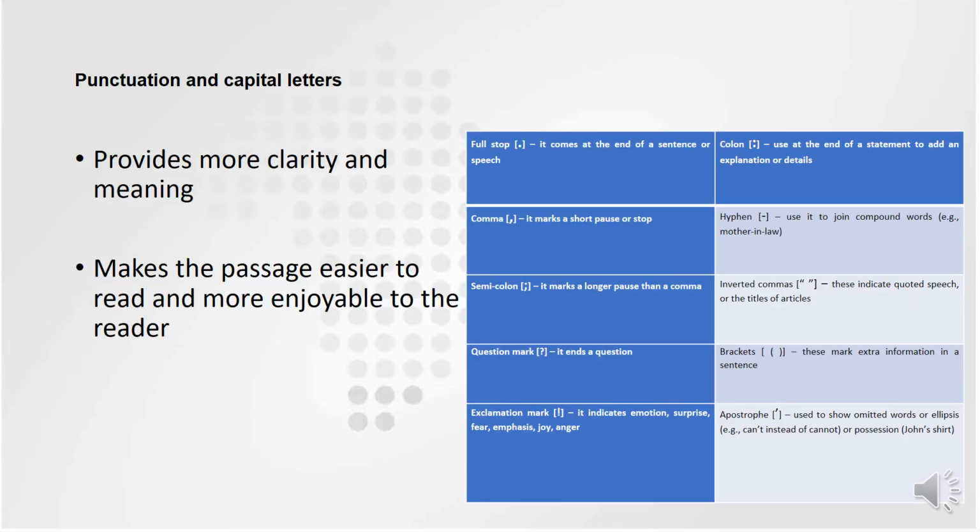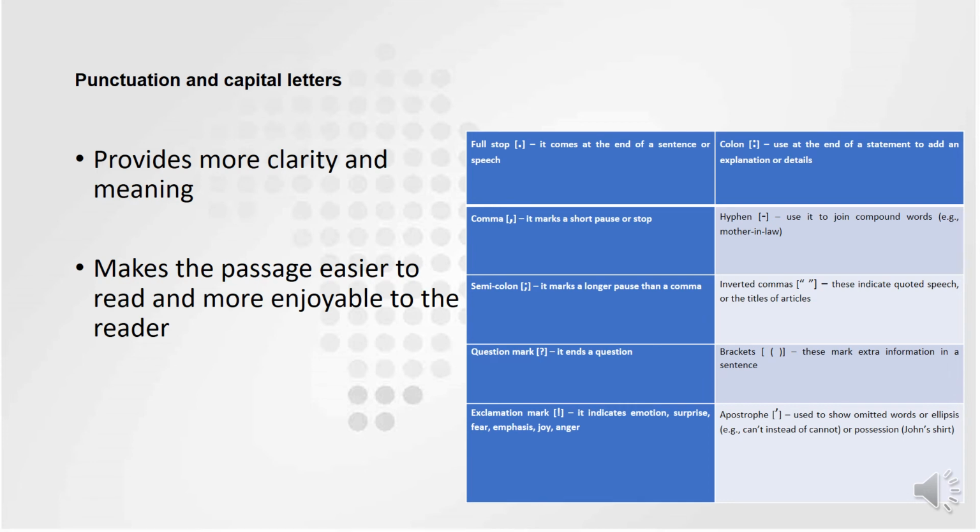Next, we look at punctuation and capital letters. These provide more clarity and meaning. They also make the passage easier to read, and they make it more enjoyable to the reader. Without punctuation and capital letters, some meaning gets lost in the passage. The passage may lack clarity, so the use of punctuation and capital letters provides the precise meaning of the sentence. Not using punctuation correctly may change the meaning of the sentence, and not using capital letters where they are supposed to be makes the sentence grammatically incorrect.